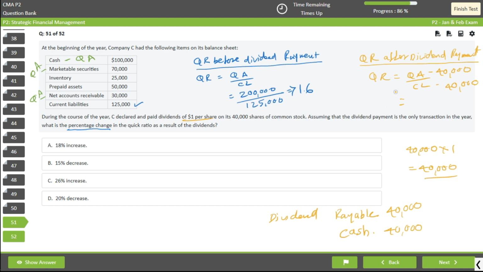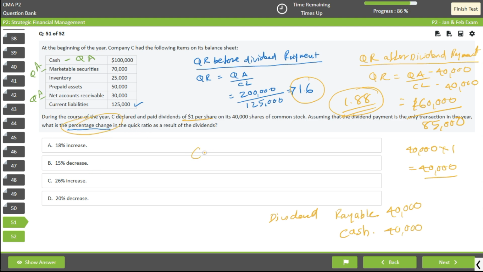Now the ratio: if the quick assets is 200,000, so 200 minus 40,000, that is 160,000 by 85,000. Now 160,000 by 85,000 is 1.88. So quick ratio before dividend payment was 1.6 and quick ratio after dividend payment is 1.8. So they are asking about the percentage change.